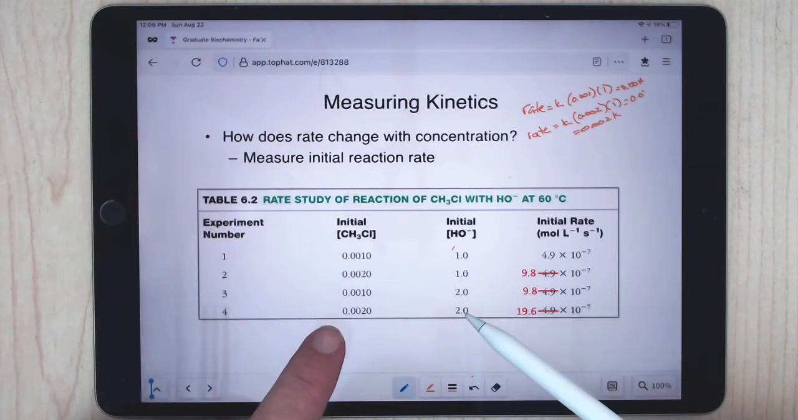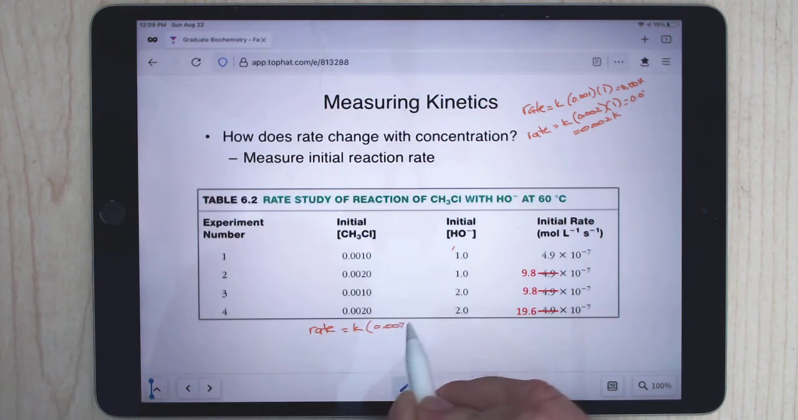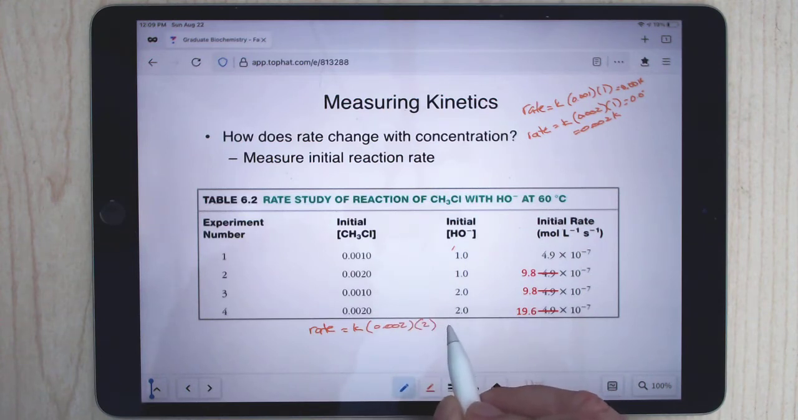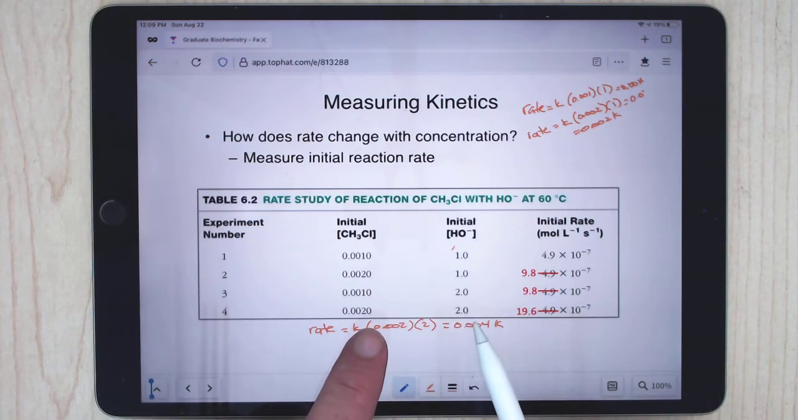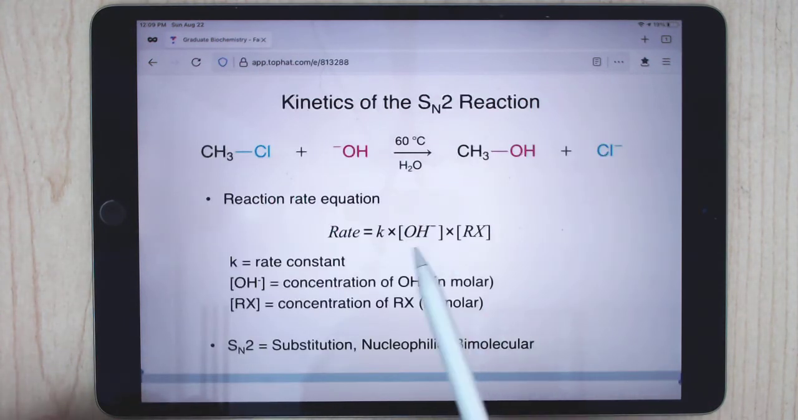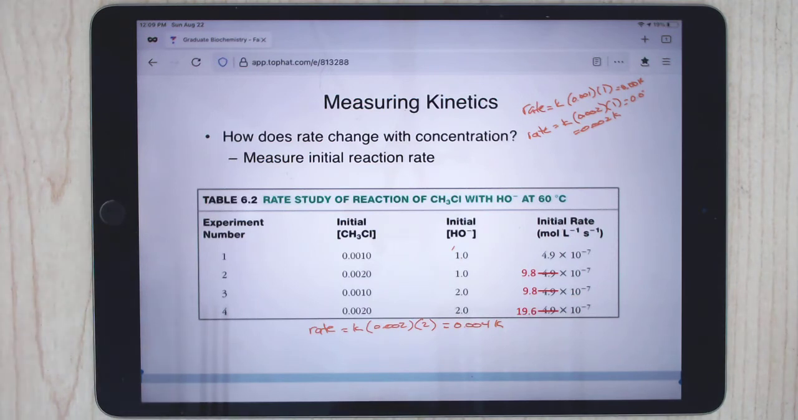But if you double both, look at it here. So rate is equal to k times 0.002 times 2. Now you're at 0.004k. So if you double this one and double this one, 2 times 2 is 4. So if you double both of them, you don't double the rate, you quadruple the rate. So that's what this is going after.